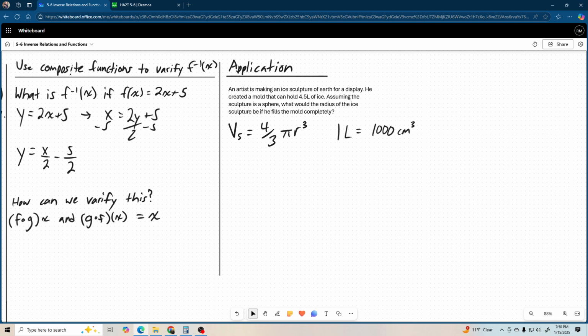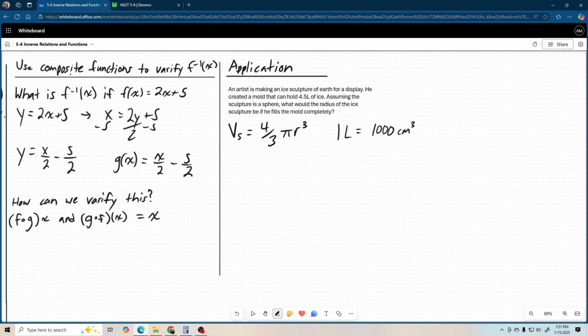So it's a little bit complicated looking, but in all honesty, it's just fractions, right? So 1/2 x minus 5 halves. All right, this is our inverse function here. So how can we verify this? Well, let's say that f of x equals our original function, which we already have. And then let's say g of x equals the inverse. So g of x is going to equal x over 2 minus 5 over 2.